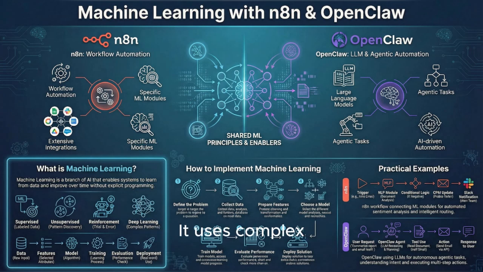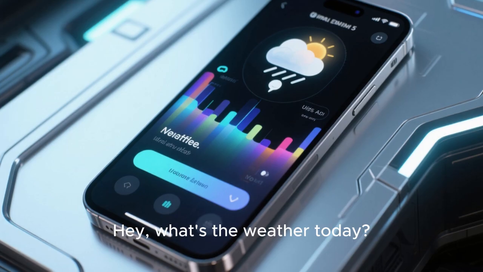Finally, we have deep learning, which is a specialized subset of machine learning. It uses complex structures called neural networks, which are inspired by the human brain. These networks have many layers, allowing them to learn very intricate patterns from vast amounts of data. Deep learning is the powerhouse behind a lot of the cool stuff we see today, like voice assistants, facial recognition, and language translation. It's what allows your phone to understand, hey, what's the weather today?